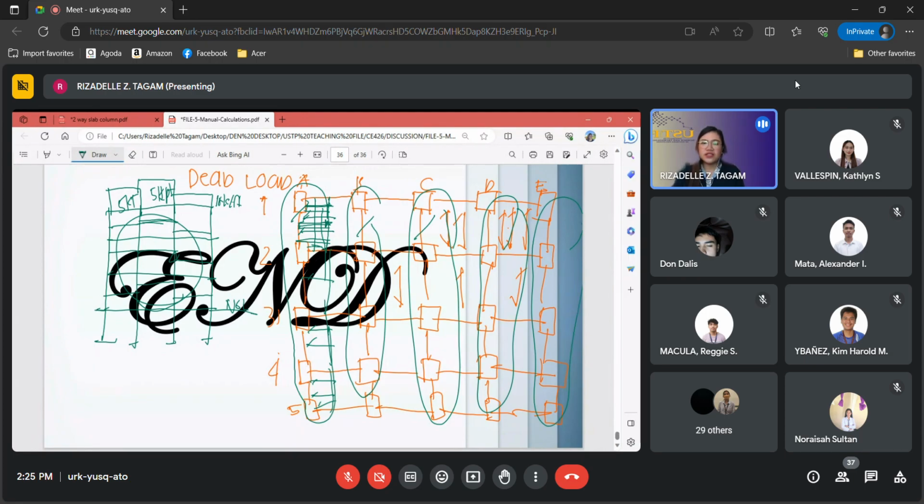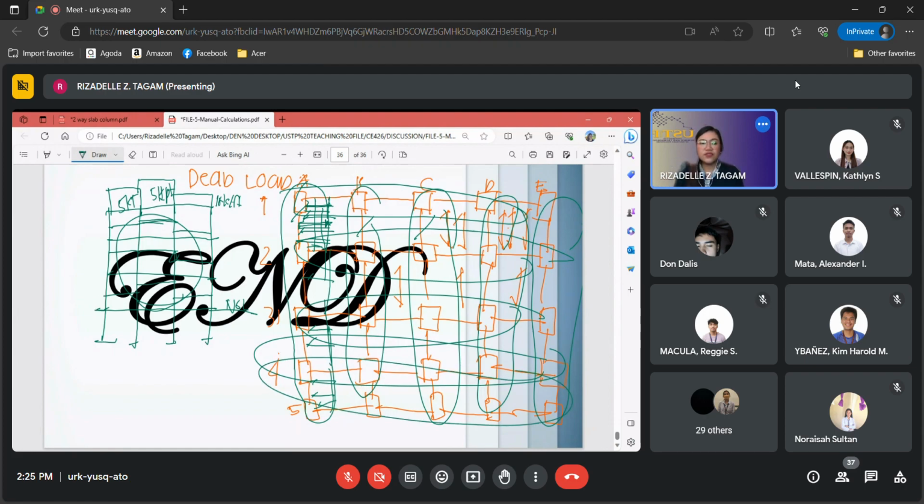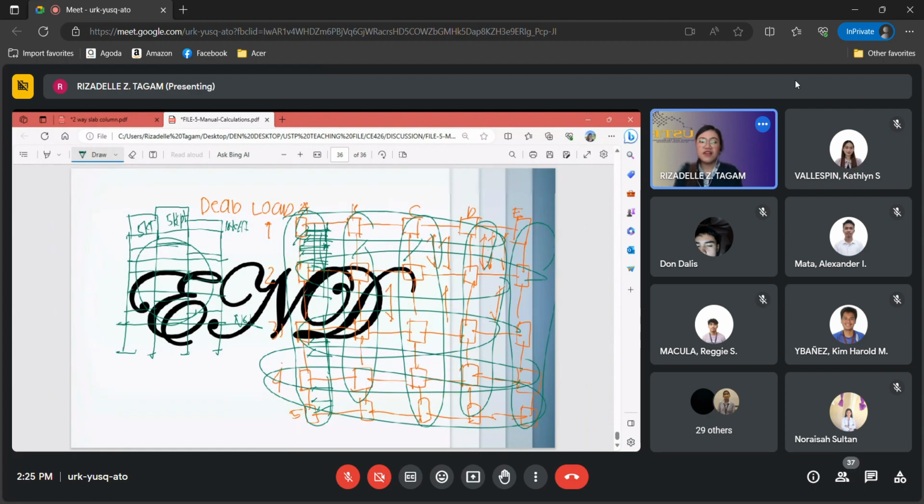Then you go to the transverse direction: frame number 1, frame number 2, frame number 3, frame number 4, and then frame number 5. You finish the dead load, then do the live load.